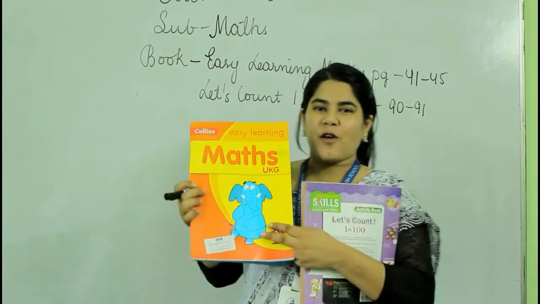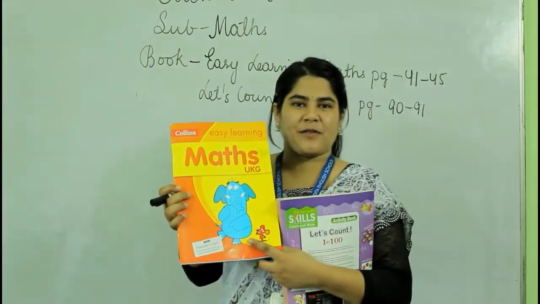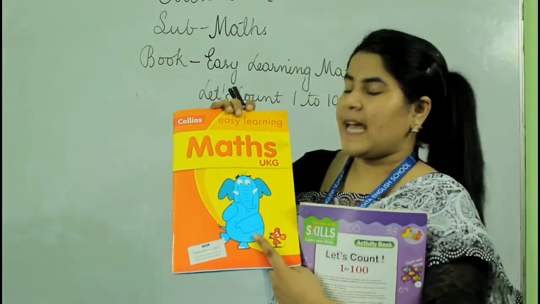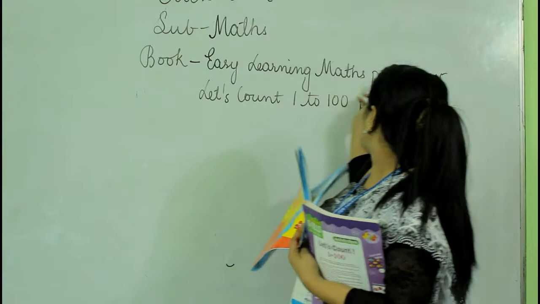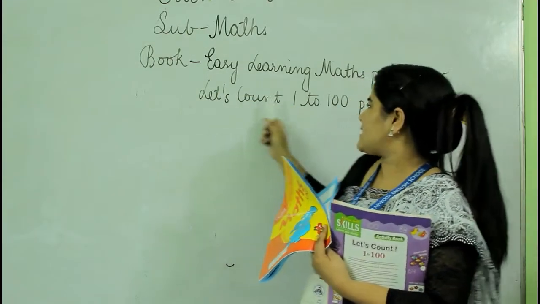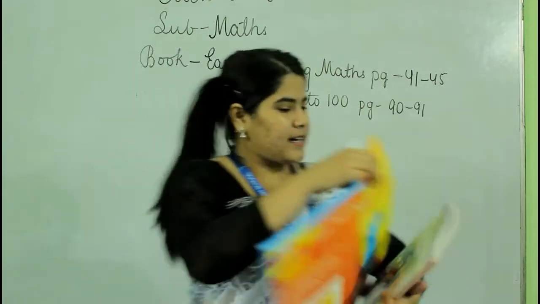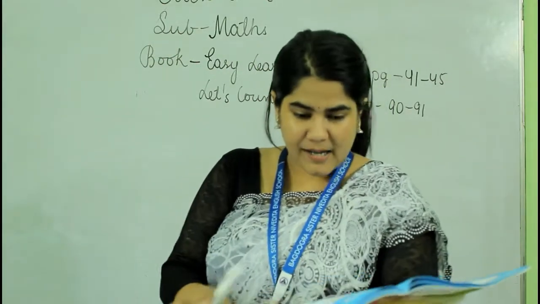So kids, now we are going to start with maths, okay? So this is the book we are going to follow today. This is Easy Learning Maths, page number 41 to 45, and let's count 1 to 100, page 90 to 91. So, okay, Easy Learning Maths, open to page number 41.